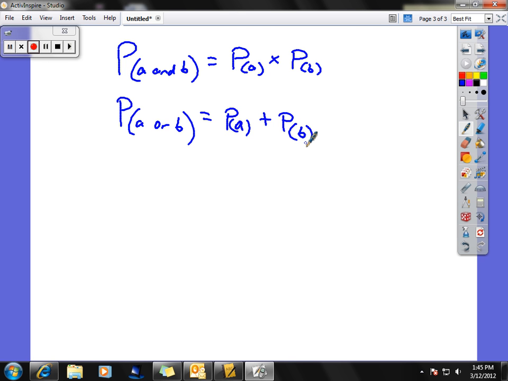But you got to be careful on this one. There's a strange thing that can happen, and you'll see why in a second when I do an example. If you have an OR, you have to subtract the probability of A and B happening. Now, why would you have to do that? Anybody see?